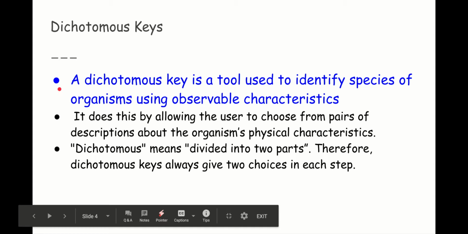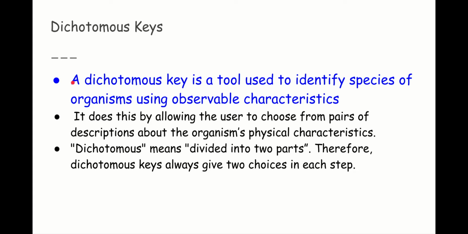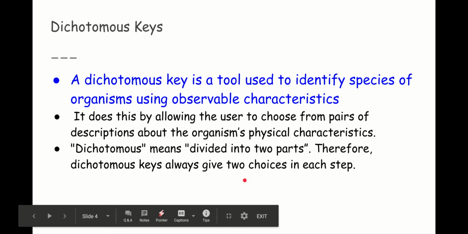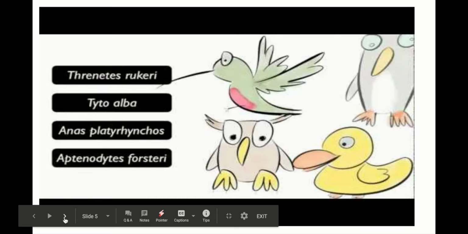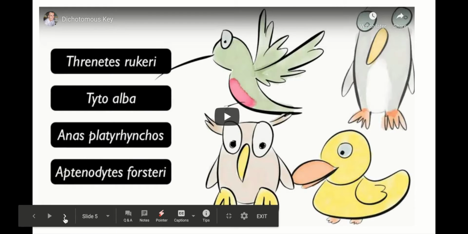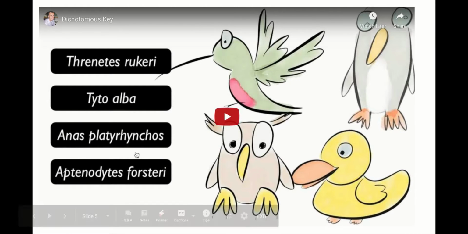Okay, so you're going to write down what's in blue. A dichotomous key is a tool used to identify species of organisms using observable characteristics. It does this by allowing the user to choose from pairs of descriptions about the organism's physical characteristics. Dichotomous means divided into two parts. Therefore, dichotomous keys always give two choices in each step. Okay, so you will watch the video.